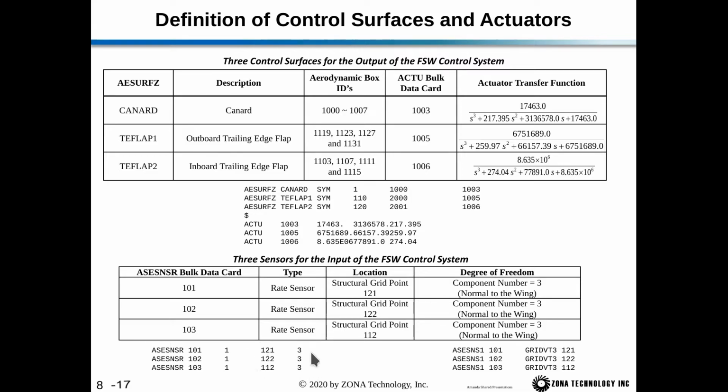When we go to the old style definition, we can see that it's grid point 121, and then the component number is 3, but we have to remember that this 1 here means that it's a grid sensor, and also that it's a grid rate sensor. So you have to look that up in the user's manual to decode what these numbers mean as to what the type of sensor is. So this is a little bit harder to understand, which is why we recommend the ASE sensor 1 style of sensor.